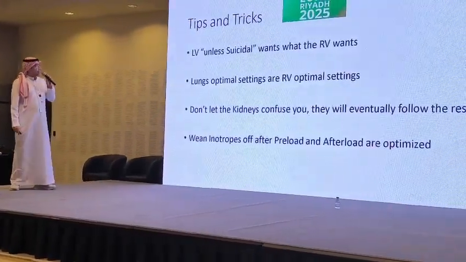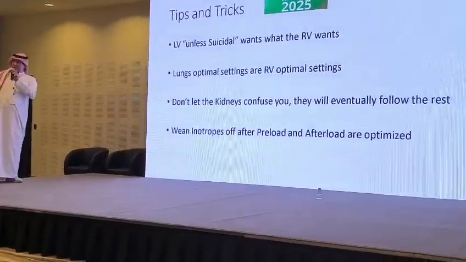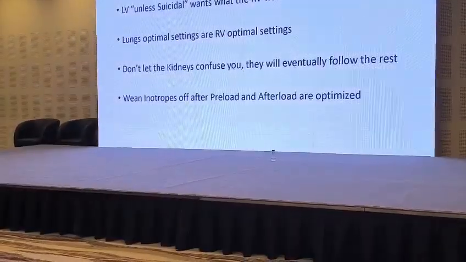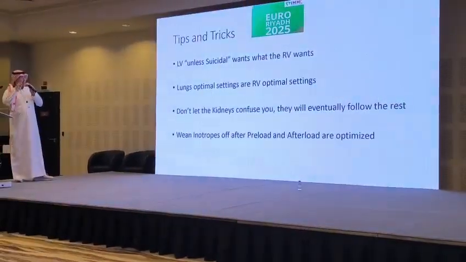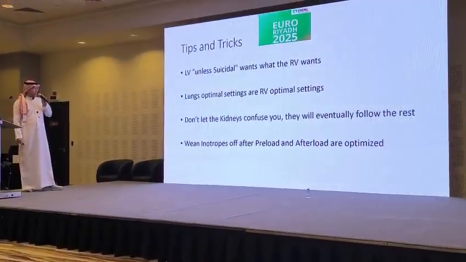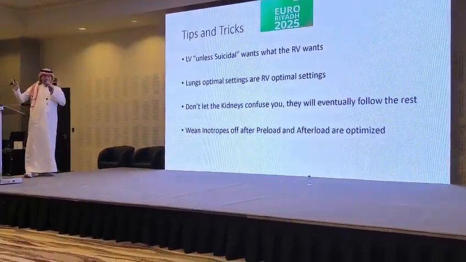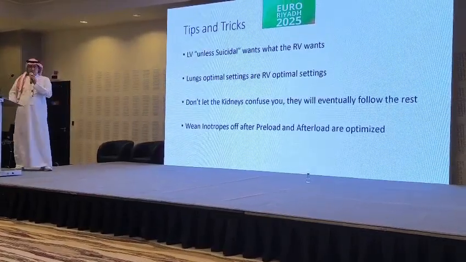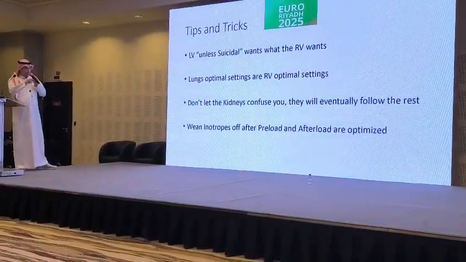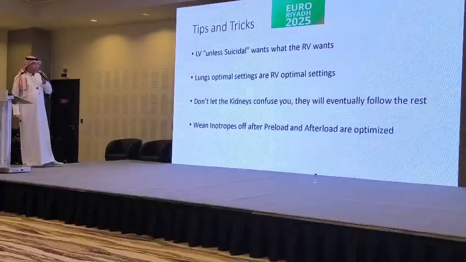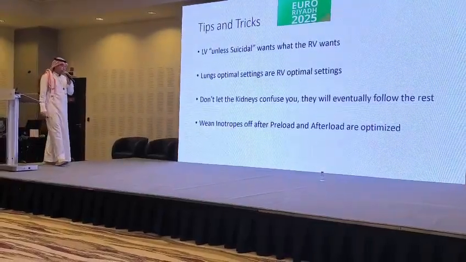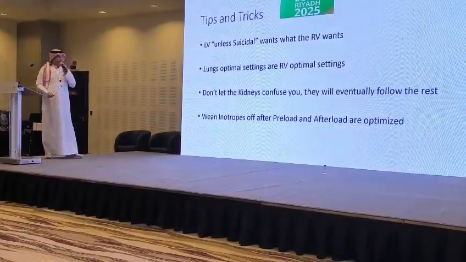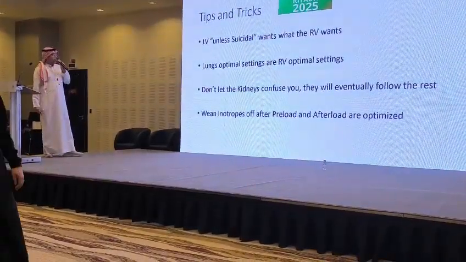And then remember that the LV, unless diastolic and suicidal meaning SAM, wants usually what the RV wants. Remember that the lungs' optimal settings are usually the RV optimal settings. Don't let the kidneys confuse you. They will eventually follow through. So if the creatinine keeps going up, don't let that confuse you if echo shows that the patient is congested. Wean inotropes off after preload and afterload are optimized. Okay, so the last thing is to stop the inotropes after your preload and afterload are optimized.